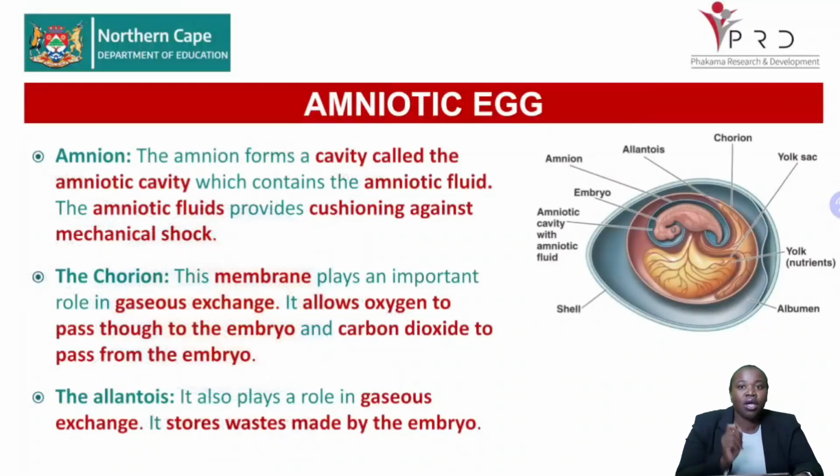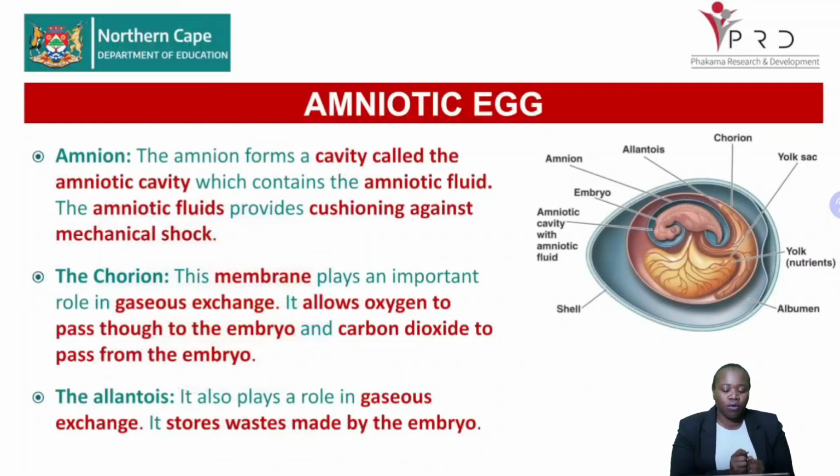It is the amnion, the chorion, as well as the allantois. Make sure that you know exactly what these three do, right? And do not confuse them. Starting with the amnion, as you can see, the amnion is the one that is immediately surrounding that developing embryo.